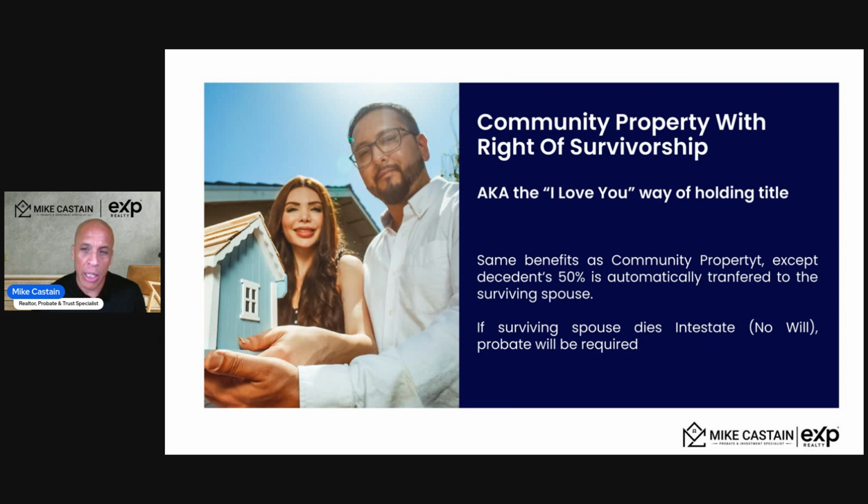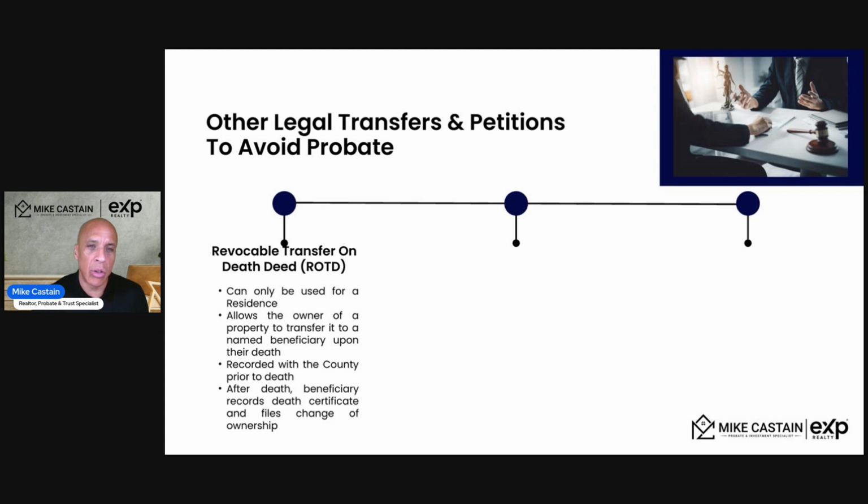And this gives us the same features and benefits as the community property scenario I just mentioned. However, under this way of holding title, CP with right of survivorship, the decedent's 50% is automatically transferred to the surviving spouse, and the surviving spouse doesn't have to do anything. It's just already pre-written in that statute that the surviving spouse, instead of owning 50% of the property, now owns 100%. That percentage of the decedent's ownership is now transferred to the remaining owners. And if later the surviving spouse in this example dies, especially without a will, then that's when probate will be required.